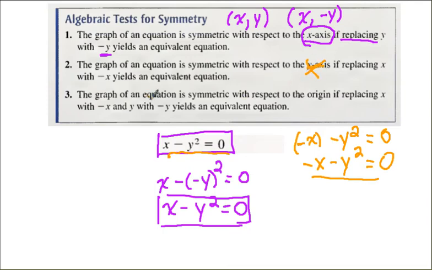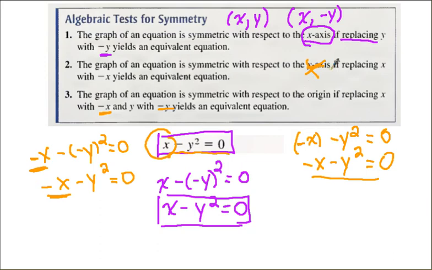It's not a possibility. And then we want to check, see if it has symmetry about the origin, so we're going to replace both values, right? We're going to make it a negative y and we're going to make it a negative x. So I will go here, I'll have negative x minus a negative y squared equals 0. I have negative x minus y squared equals 0. We still have the same issue we had before, and these negative x's do not match with the original function, so it also does not have symmetry about the origin.